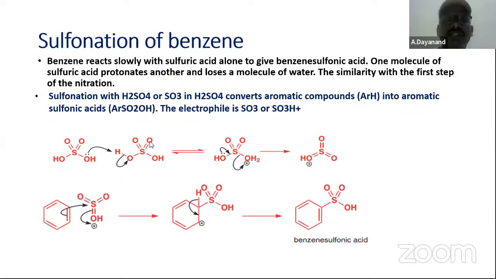Okay, sulfonation of benzene. Benzene reacts slowly with sulfuric acid alone to give benzene sulfonic acid. One molecule of sulfuric acid protonates another and loses a molecule of water. Okay, one sulfuric acid molecule is going to protonate the other molecule, and HSO3+ is formed. This HSO3+, okay, is the electrophile. Sulfur is the electrophile. This sulfur again undergoes deprotonation.